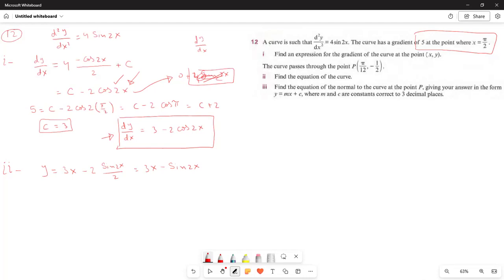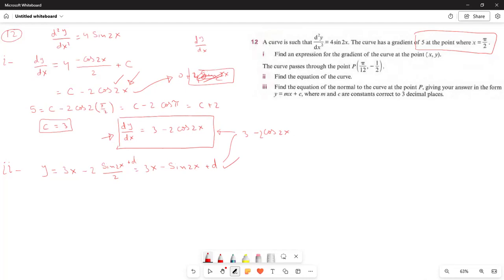In the same way, when I do this, I will have a constant of integration as well. Let me call it d, so plus d. And just to double check, I would like to differentiate this expression. So the derivative of 3x is 3, minus sine 2x derivative is cos 2x, and the derivative of 2x is 2, so it will be 2, and plus 0. So yes, it is the same thing as this one. It means that my integration is correct.